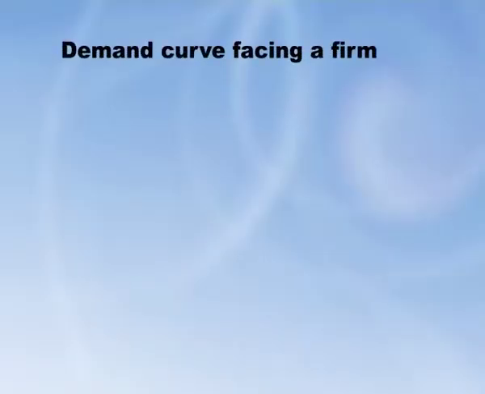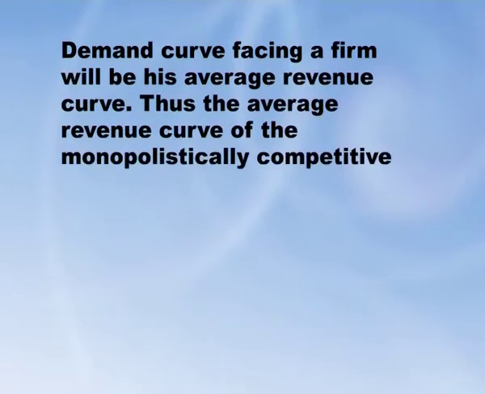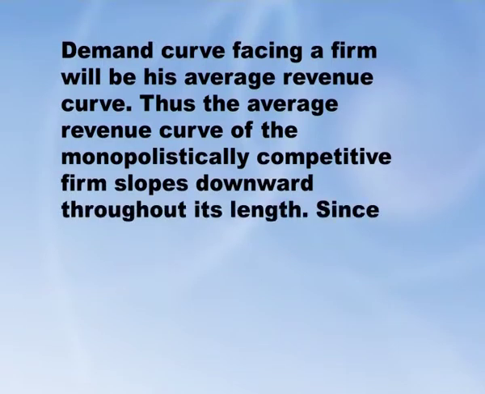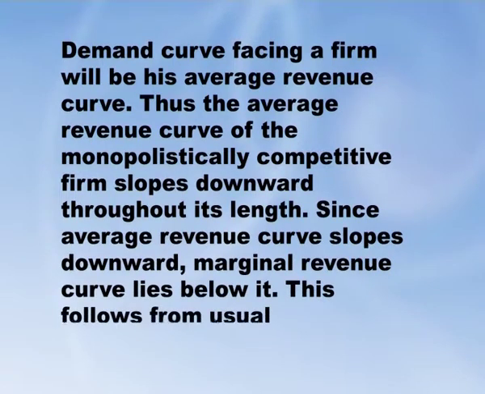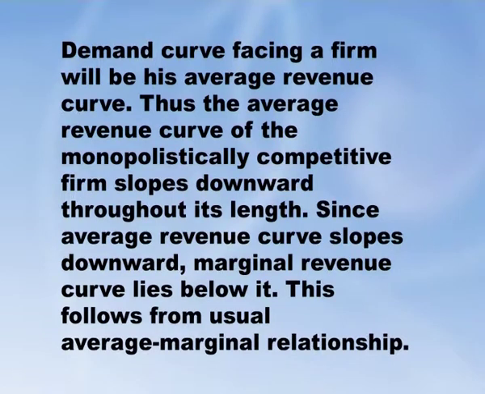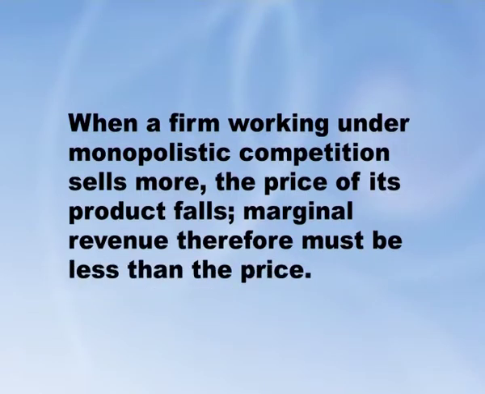The demand curve facing a firm will be its average revenue curve. Thus, the average revenue curve of the monopolistically competitive firm slopes downward throughout its length. Since the average revenue curve slopes downward, the marginal revenue curve lies below it. This follows from the usual average-marginal relationship. The implication of the marginal revenue curve lying below the average revenue curve is that marginal revenue will be less than the price or average revenue. When a firm working under monopolistic competition sells more, the price of its product falls. Marginal revenue, therefore, must be less than the price.